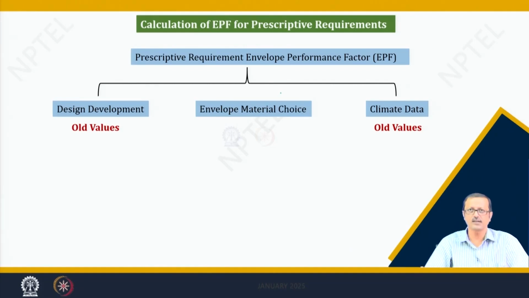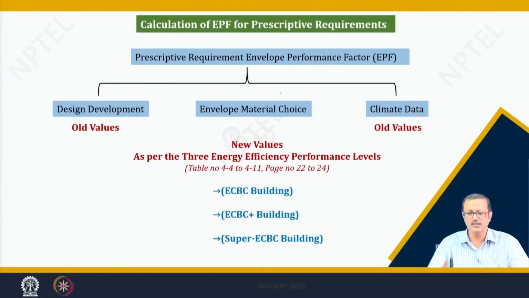So, what I can only change is the building envelope material to reduce down the EPF value, to target the ECBC or ECBC Plus or Super ECBC. So, the new values of U factor and the SHGC factor I have to select, I have to go for better material from the energy point of view, and we can actually achieve this performance level.